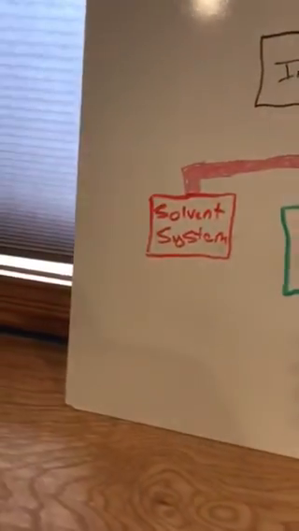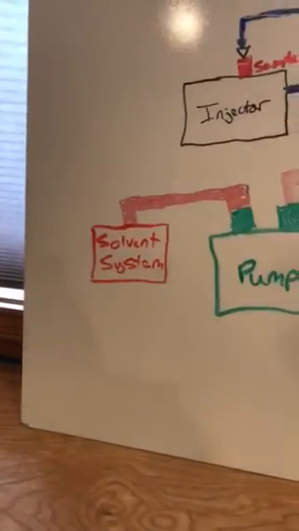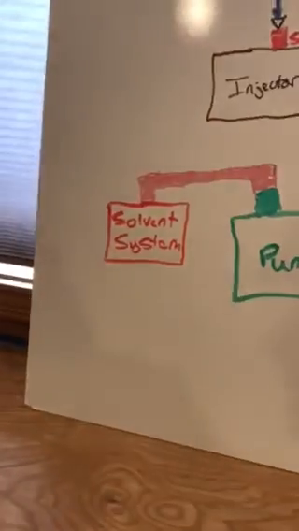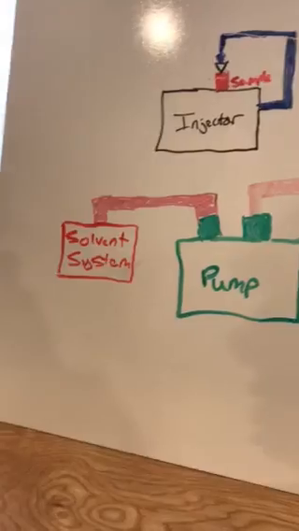Moving on from our sample, we have our mobile phase, which is our solvent system. In this case, we use something known as gradient elution. We mix multiple solvents of slightly different polarities to help alter the mobile phase on our column during the experiment.